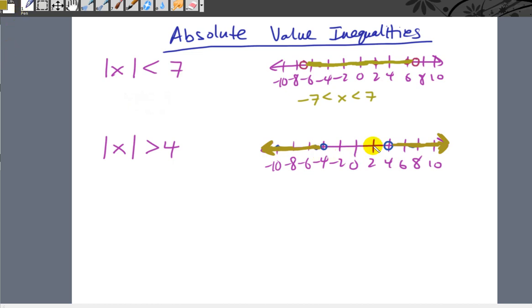So let's write our results. This implies that the absolute value of x being greater than 4 can be written as x is less than -4 or x is greater than 4. So, in summary, I'm going to put a list of rules down here for you to see.